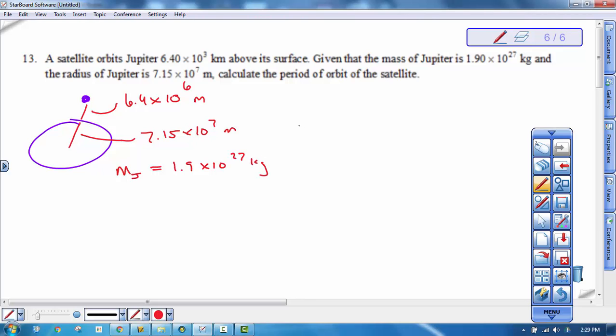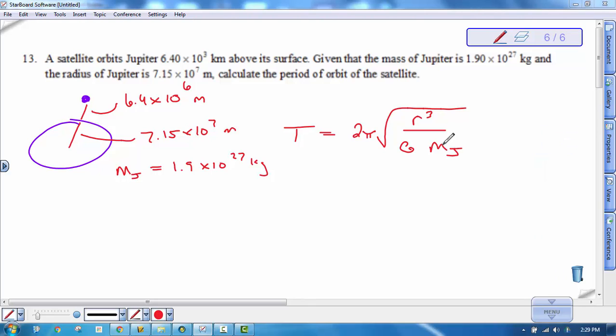So we're going to use our formula for period of, on our formula sheet it's called period of a planet orbiting the sun, but it works for anything orbiting anything else. We just have to make sure we use the right r, which in this case is these two added together. And we have to make sure we use the right mass, which in our case is not the mass of the sun, but the mass of Jupiter, since that's what's causing the gravitational field and the satellite to orbit.